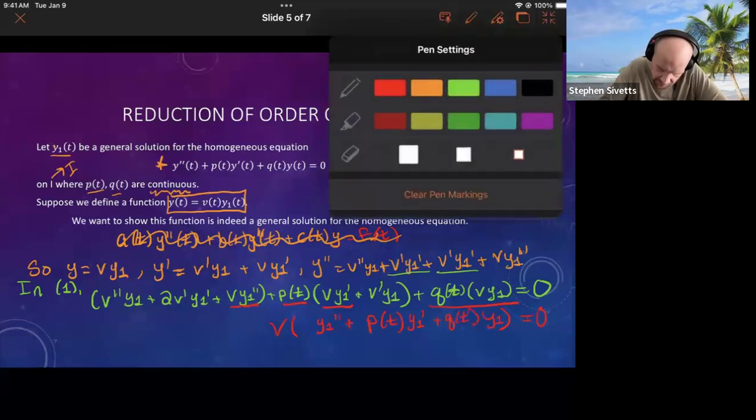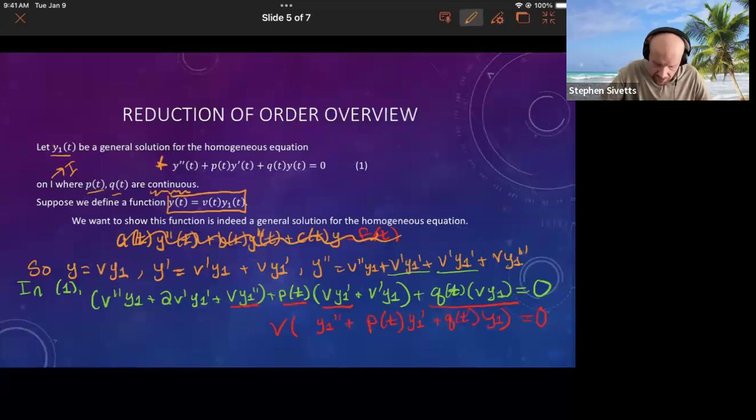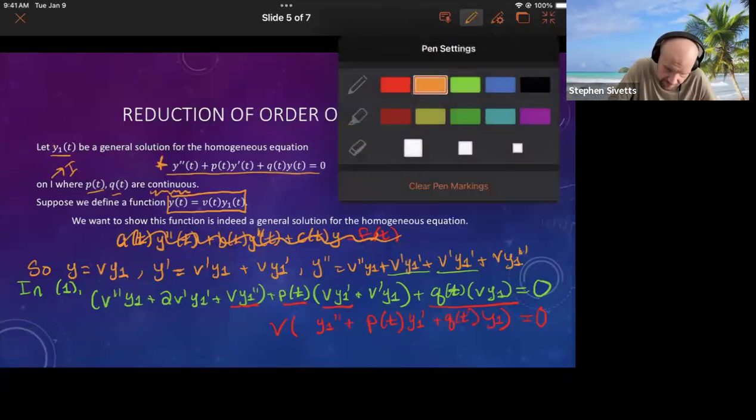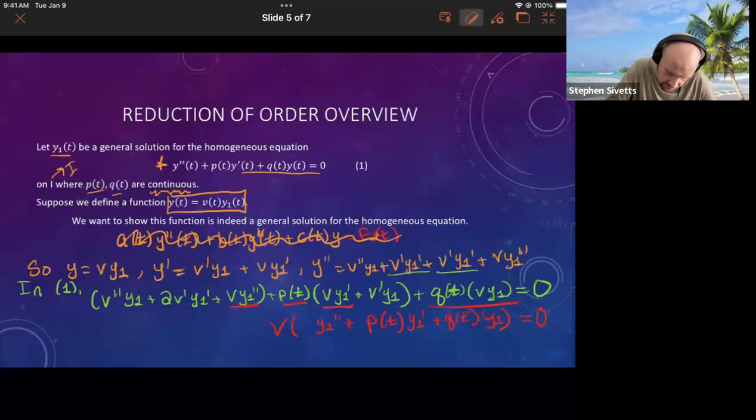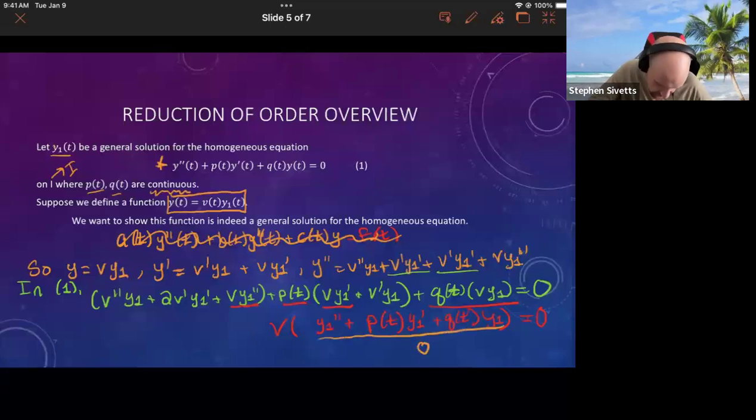Keep in mind, this is equal to 0. So y1 is a solution for this differential equation, right? So what that means is that this quantity is 0. So that's 0, and what's left over are this factor and p of t times this factor.